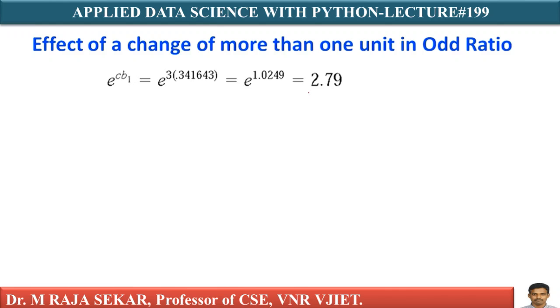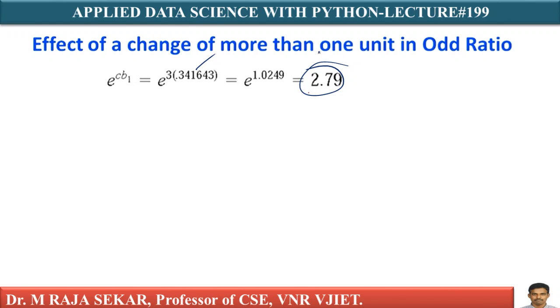e to the power C times B1. C is the change. How many units change? 3 units change. We already discussed what B1 is. You are getting 2.79. This result indicates that the estimated odds of using a coupon for customers who spend $5,000 annually is 2.79 times greater than the estimated odds of using a coupon for customers who spend $2,000 annually. You see that the increment is not a unit increment, it is a 3 times increment.